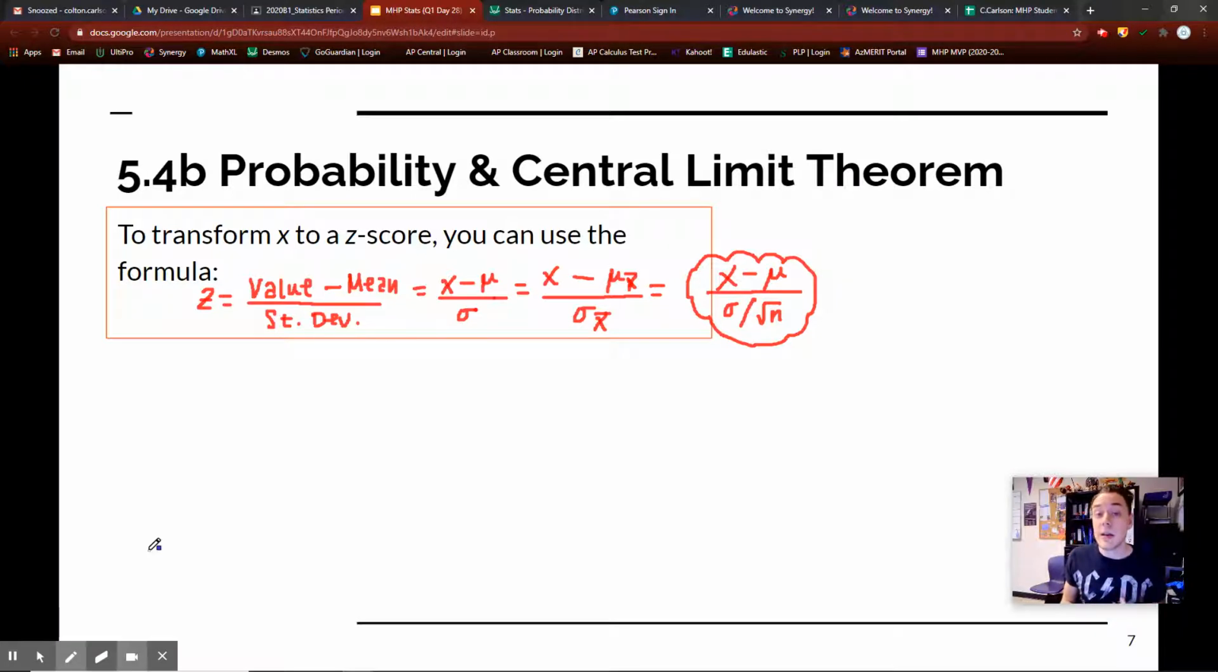We were talking about sample means in 5.4a. When we found sample means or values, we had to dabble in probability distributions and find the mean of those sample means, and then find the variance of the sample means, the standard deviation of the sample means, and so forth.